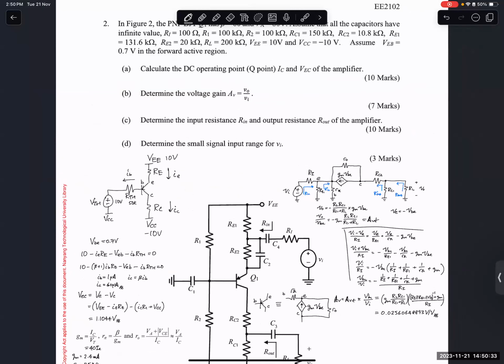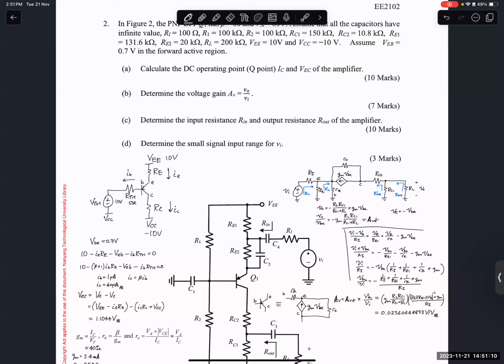It's 200K times RC1. RC1 is 150K divided by RC1 is 150K plus RL is 200K, multiplied by the divided by RI first, so it's 100. Then GM plus GM. So 1 over RI is 100 plus 1 over RE1 is 131.6 kilo plus 1 over R pi. Yeah, I get the same answer.